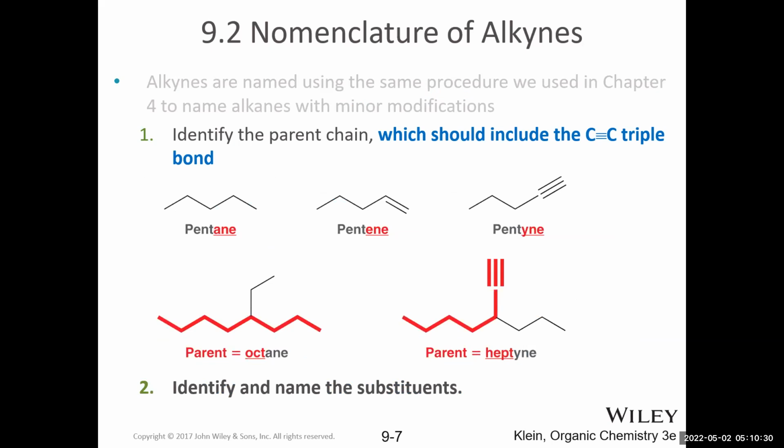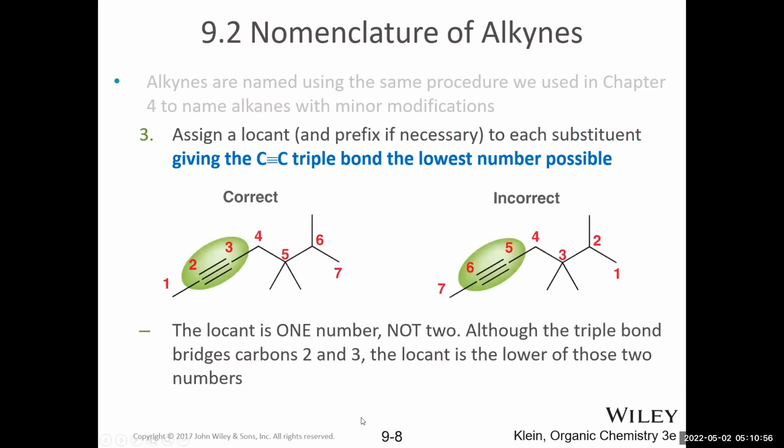Okay, so we want to, again, identify the longest carbon chain, and it should include the carbon-carbon triple bond, right? So it's not just any old longest carbon chain, but the longest carbon chain including the triple bond. So for example, the parent would be heptyne for this. So notice that important suffix -yne. Of course, name any substituents that you would find.